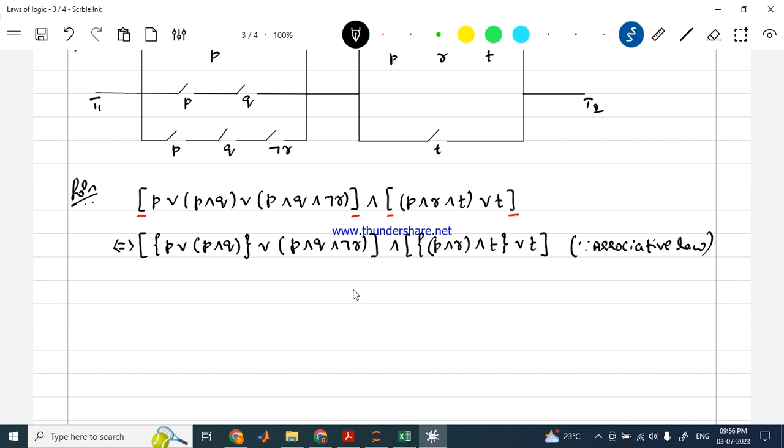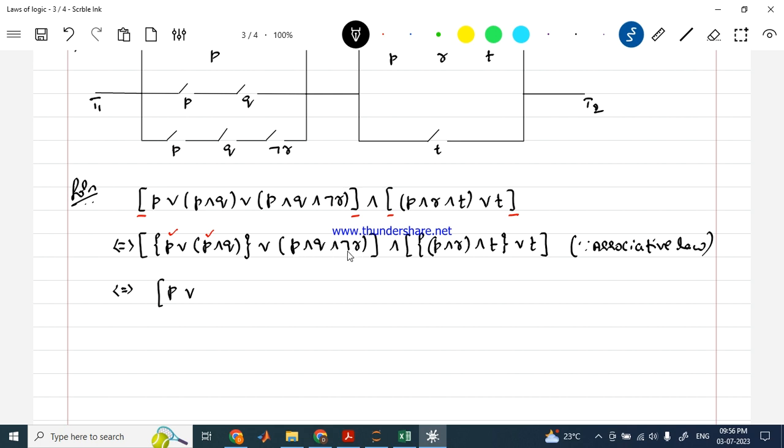Here I have used associative law in such a way that I can use absorption law. Just observe this: P outside, P inside with two different connectives. So I should rewrite this one as just P disjunction. Okay, this whole expression becomes just P disjunction.